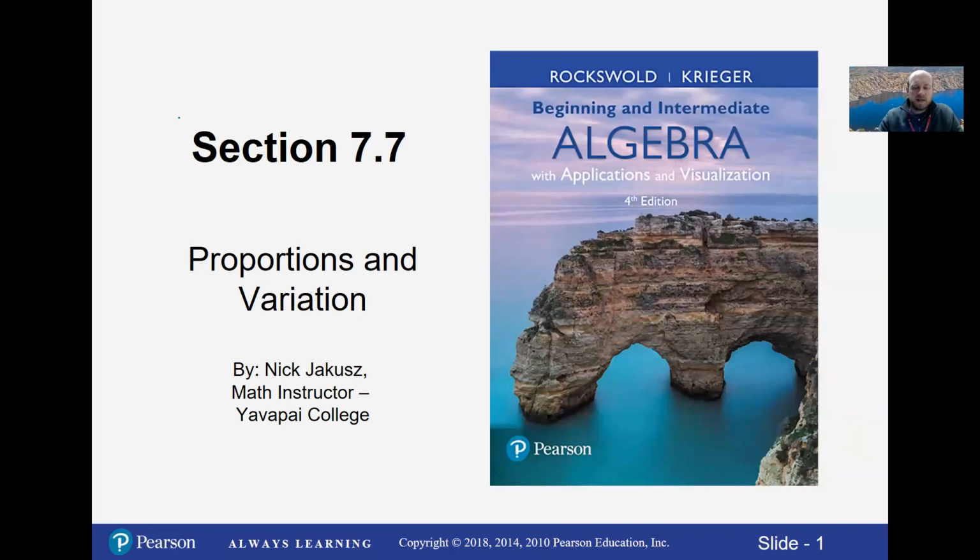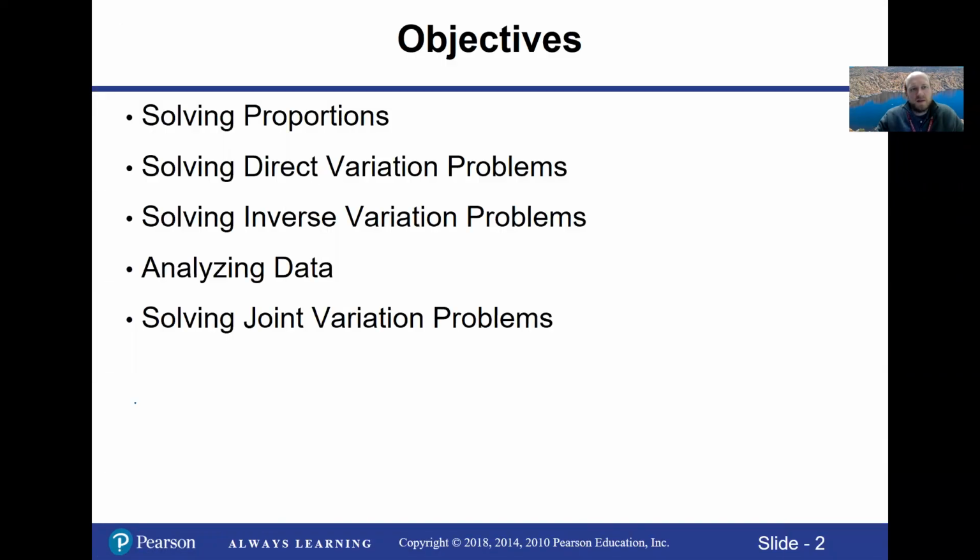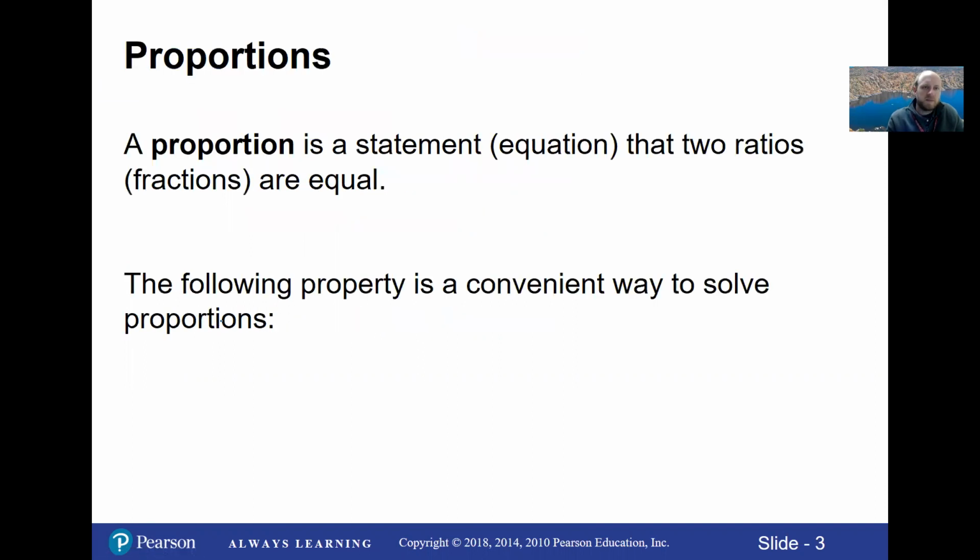Hey everyone, welcome to section 7.7, our last new material of intermediate algebra. We're going to cover proportions and variation today. So let's get started. Our objectives: we're going to solve proportions, solve direct variation problems, and inverse variation. And again, we're going to be skipping a couple of things here at the end, due to what I want to get through this semester.